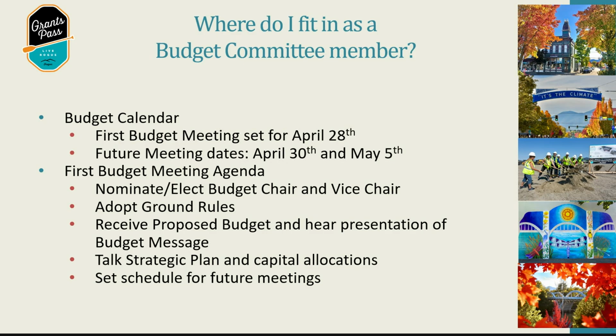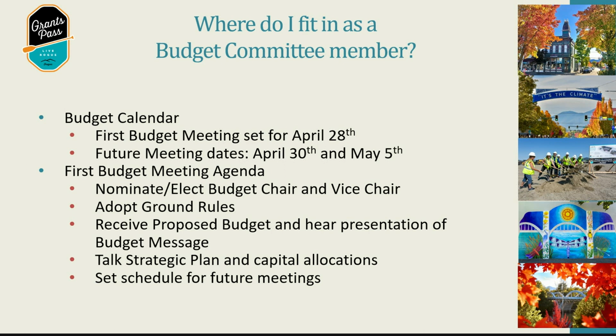So taking a look at the future and what that looks like, the budget calendar, the first budget meeting is set for April 28th. That's where you'll get the budget message. You'll hear the budget message, and we will ultimately have an opportunity for the public to speak also. Additional meetings that are put on the budget calendar are April 30th and then May 5th.